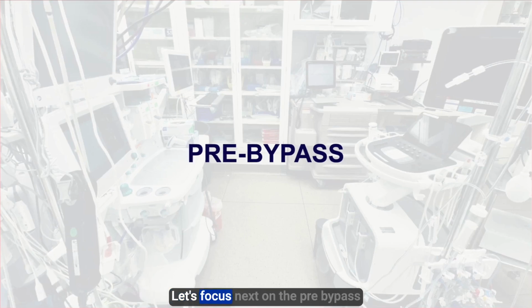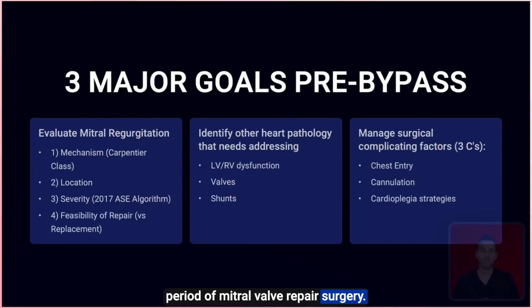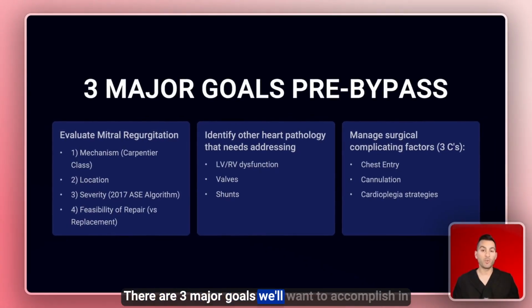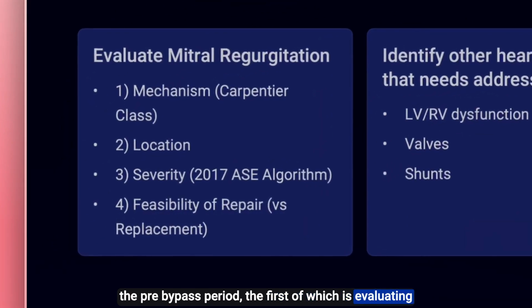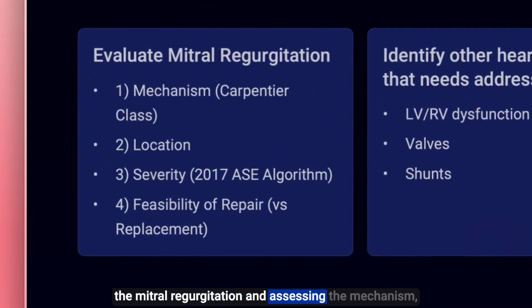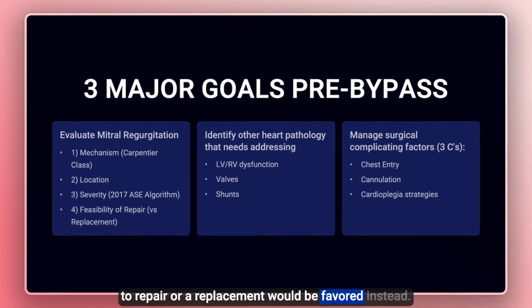Let's focus next on the pre-bypass period of mitral valve repair surgery. There are three major goals we will want to accomplish in the pre-bypass period. The first of which is evaluating the mitral regurgitation and assessing the mechanism, location, and severity of the lesion, and also assessing feasibility of repair, whether the lesion is amenable to repair or a replacement would be favored instead.